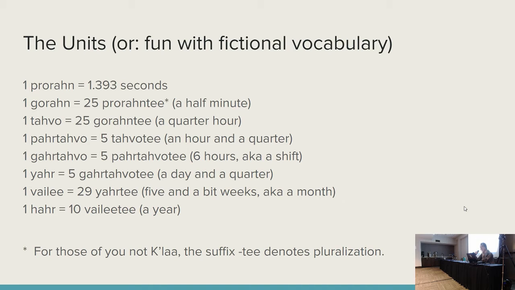Moving on, 5 shifts gives you a Yar, which is roughly a day, 29 of those in a month, or Bailey, and finally 10 Bailey T in a Har, or 1 year.